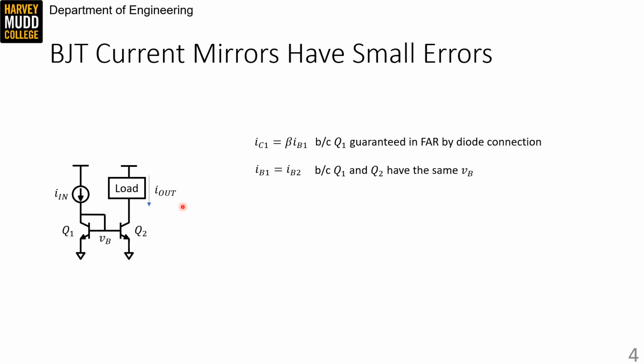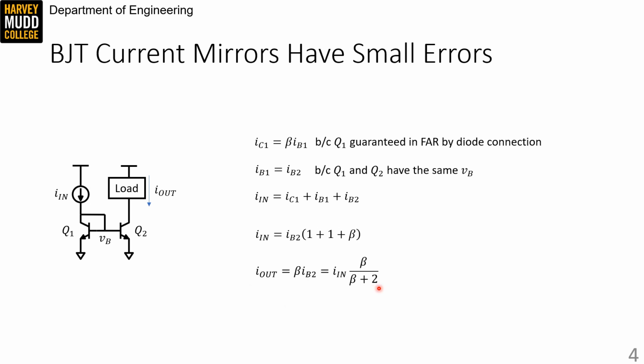So we write KCL at the VB node here, noting that two base currents and one collector current flow out of it, while I in flows into it. We can substitute values in for IC1 and IB1 in order to express everything in terms of IB2. And finally, we note the relationship between IB2 and IC2, which is just multiplied by beta, and rearrange a bit in order to find this final relationship between I out and I in.